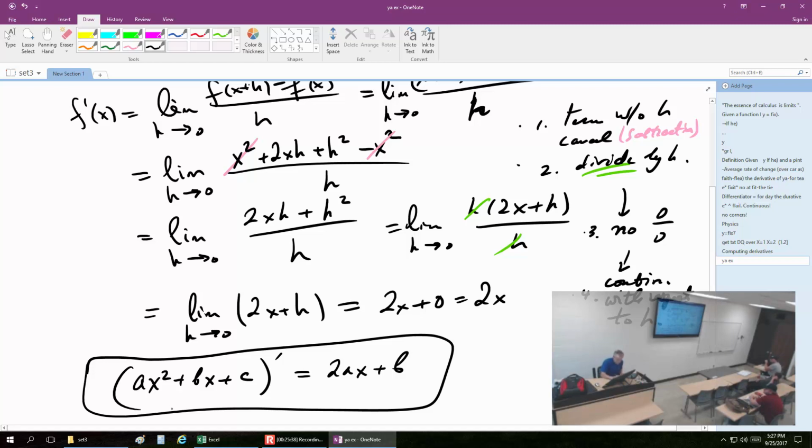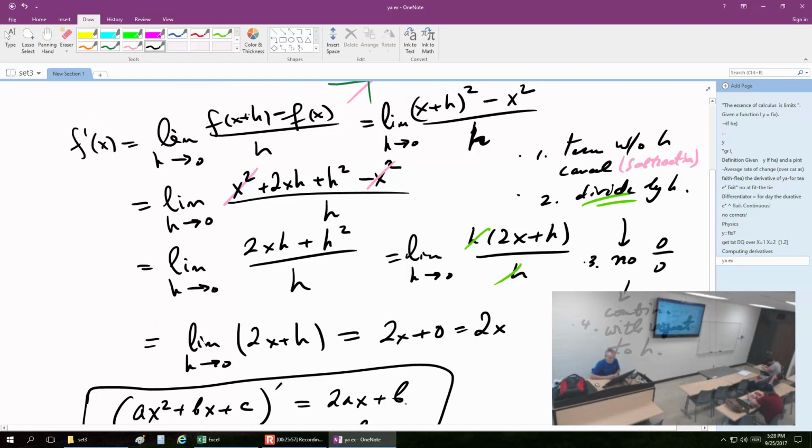So any quadratic on the left will produce a linear function on the right. Okay, so that will work every time. If we go cubic, the result will be quadratic. Why it happens, you probably can observe at what point. Where did it happen? Yeah, the square. You see where the square has disappeared, right?